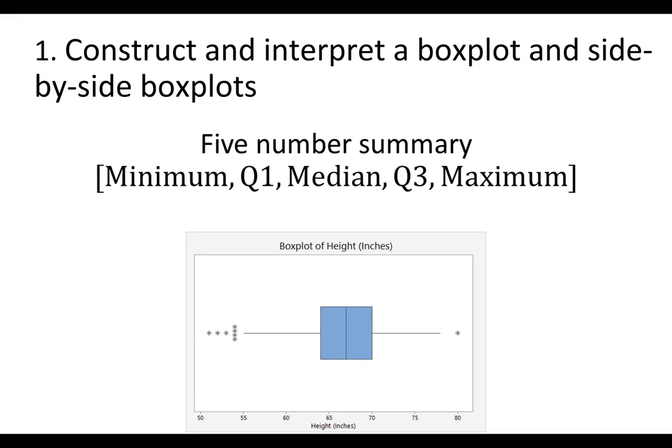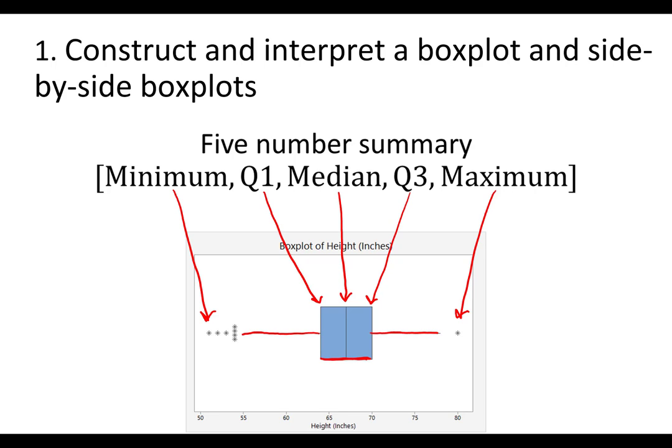The minimum for this distribution is going to be the point on the far left. Q1, or the first quartile, is the 25th percentile, and this is the bottom of the box. The median is the line in the middle of the box. Q3, the third quartile, or 75th percentile, is the upper end of the box, and the maximum is the point on the far right. The box represents the middle 50% of observations. The lines extend to the lowest and highest points that are not considered outliers.